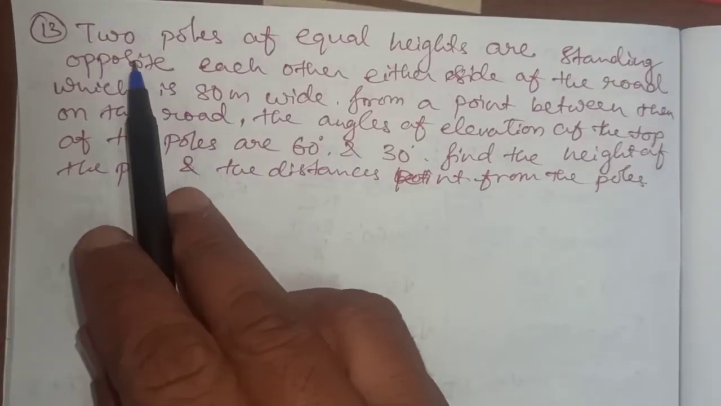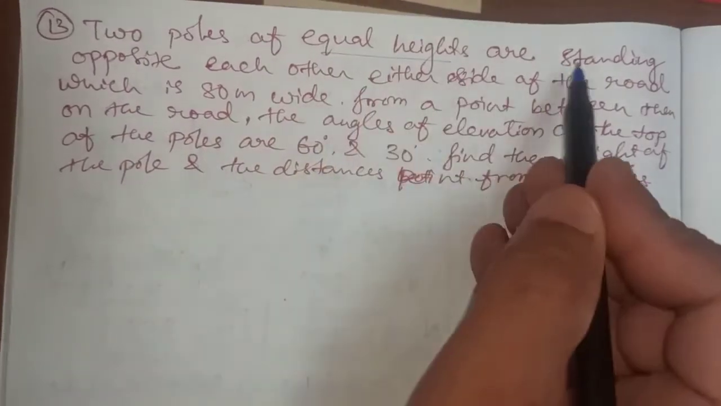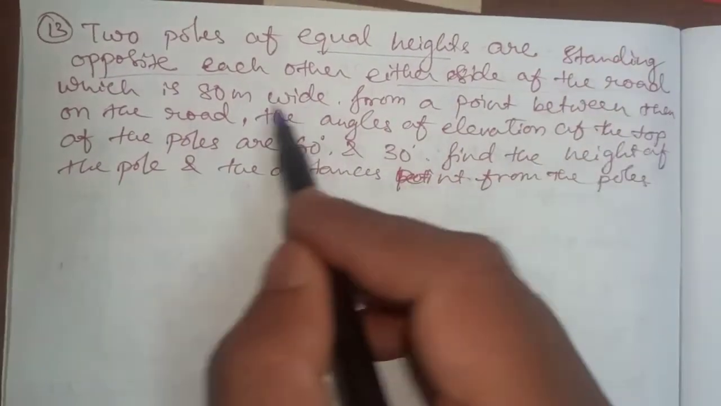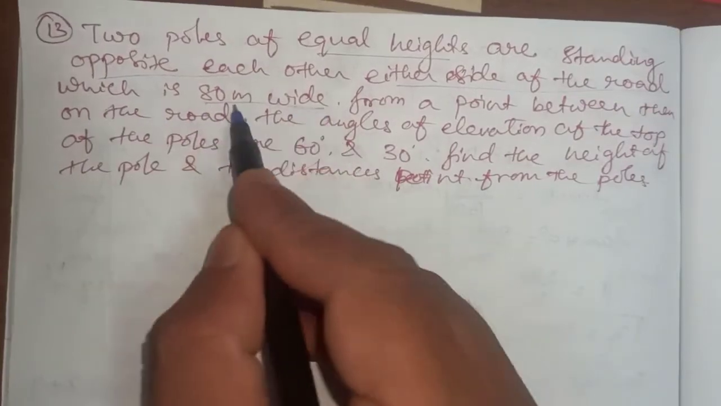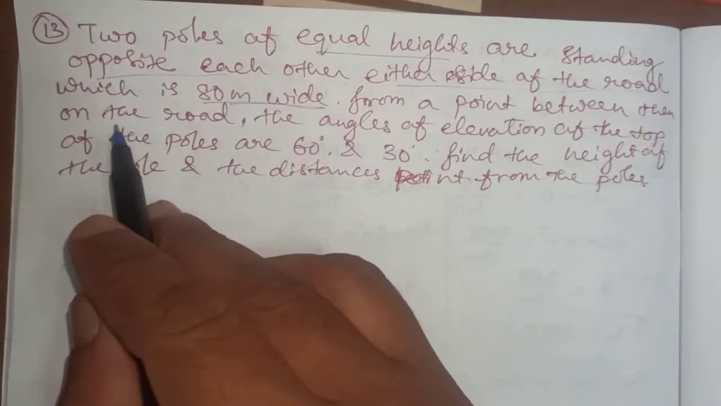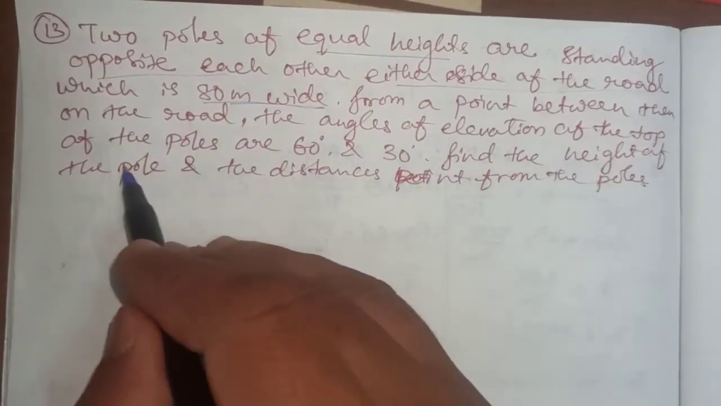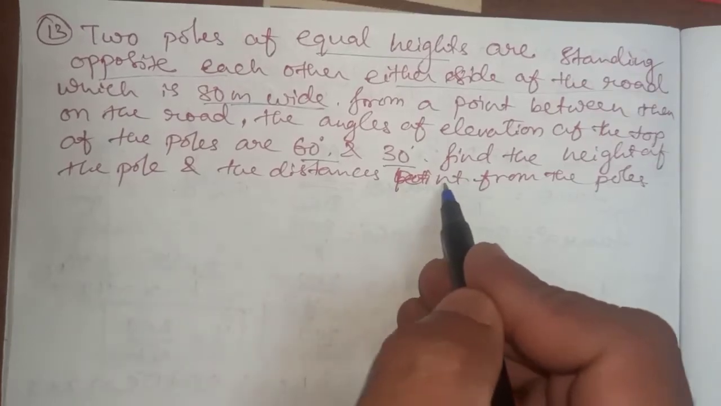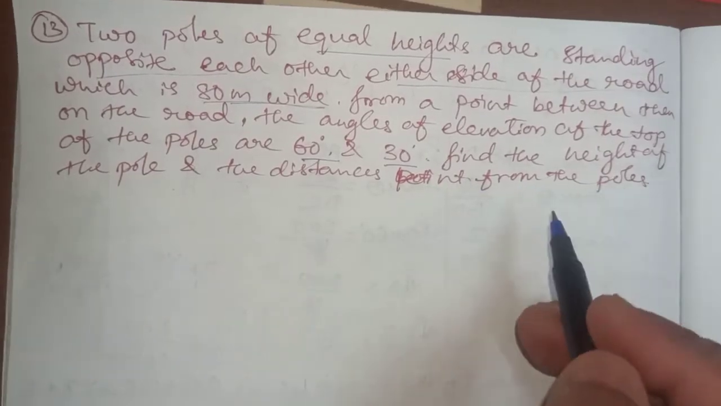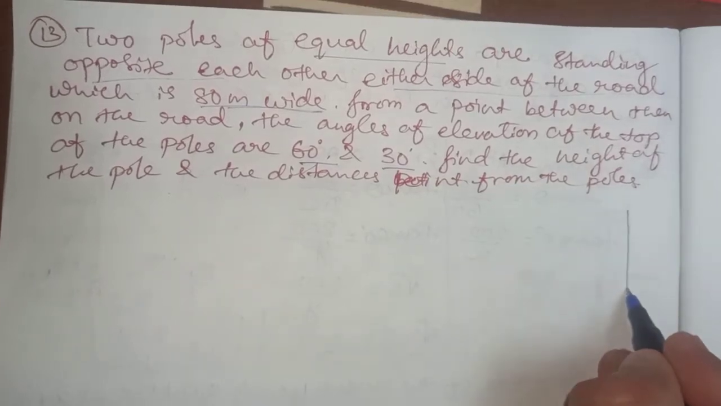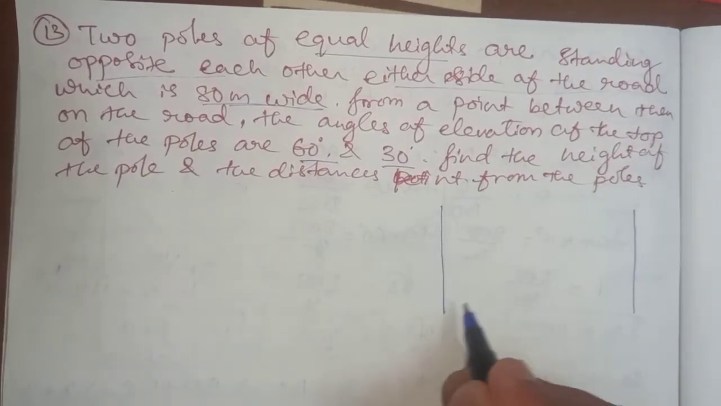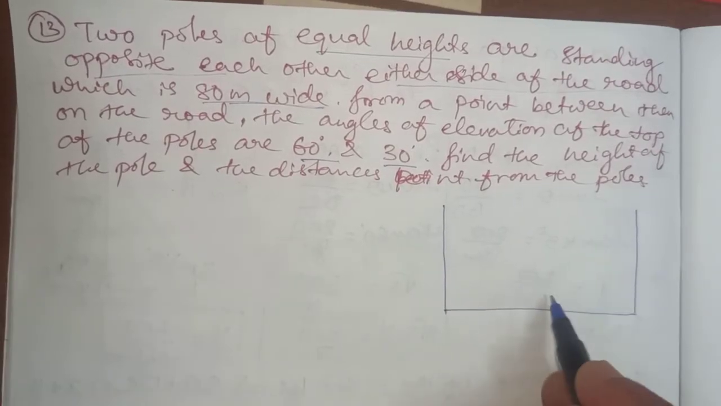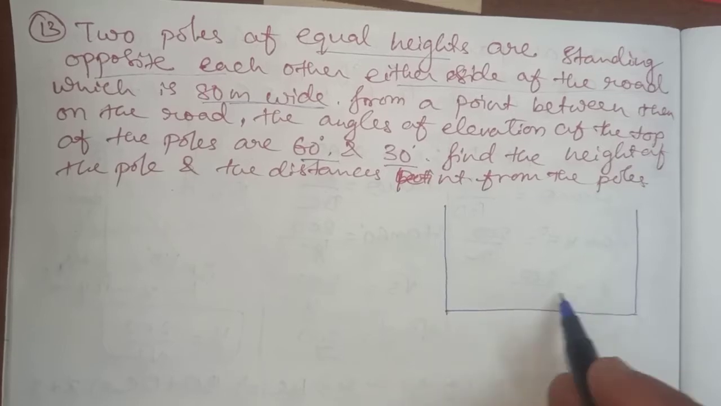In question number 13 it is given: two poles of equal heights are standing opposite each other on either side of the road which is 80 meter wide. From a point between them on the road the angles of elevation of the top of the poles are 60 degree and 30 degree. Find the heights of the pole and the distance of the point from the poles. So there are two poles of equal heights. It is situated at either end of the road, that means on both the ends of the road.